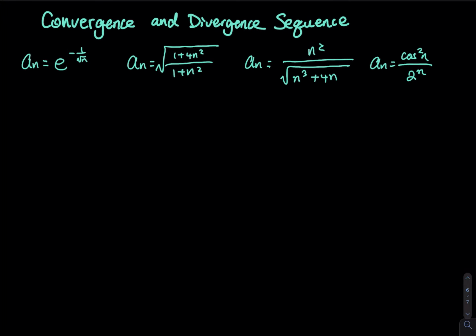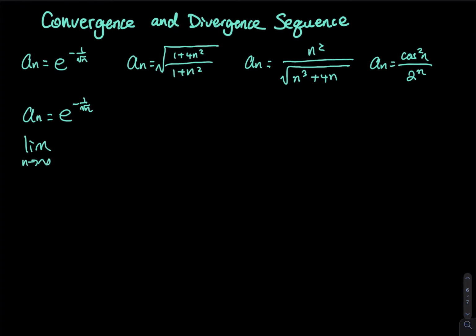In this video, we are going to determine whether each series converges or diverges. So let's start with the first one. We have a_n equals e to the negative 1 over square root of n. For this one, all you have to do is take a limit as n approaches infinity.